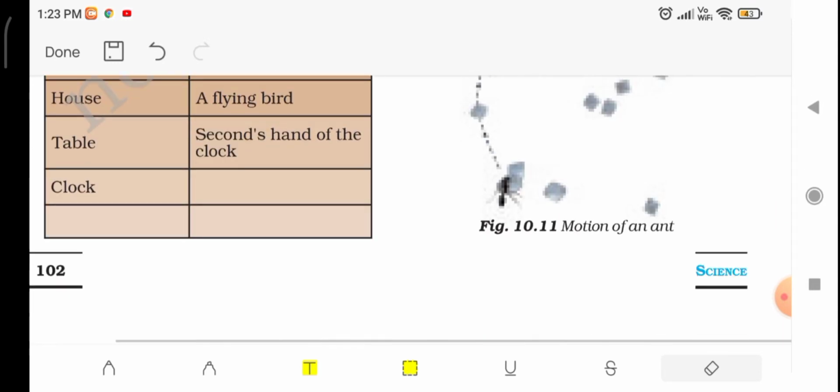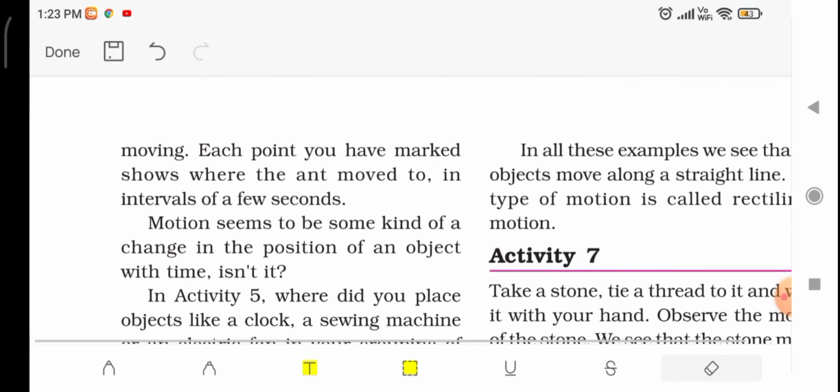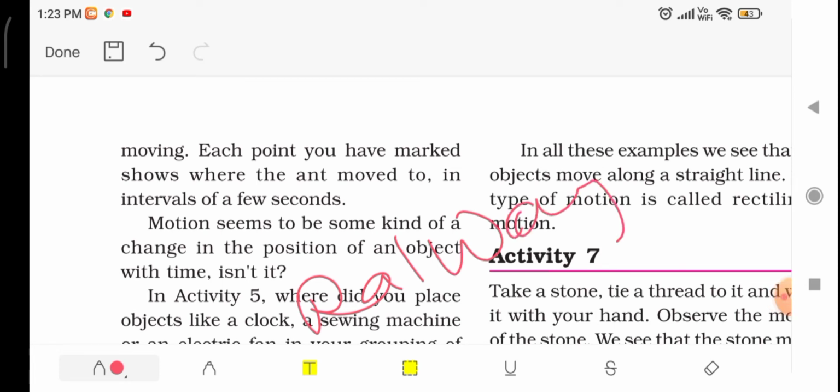Now we will see different kinds of motion. Have you seen the position of the train? Suppose you are at the railway platform. Platform means the place where trains stop. That is called a railway platform. Everybody knows about it, isn't it? Now here a train is passing this place.